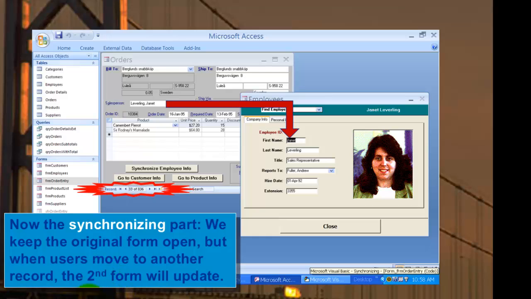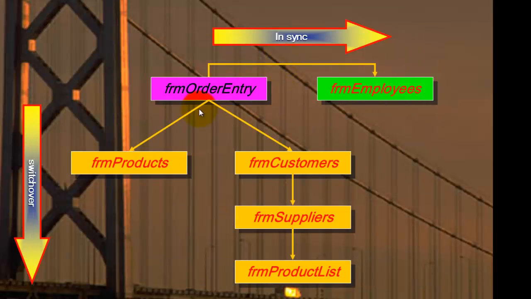So now the synchronizing part. If the salesperson here is selected, then we want to open this one automatically. But when they move to another record by clicking here, another order, then we want this one to update. That is called synchronizing. So this is the synchronizing part. It has to be in sync with whatever is in that order entry, the employee. How do we do that?